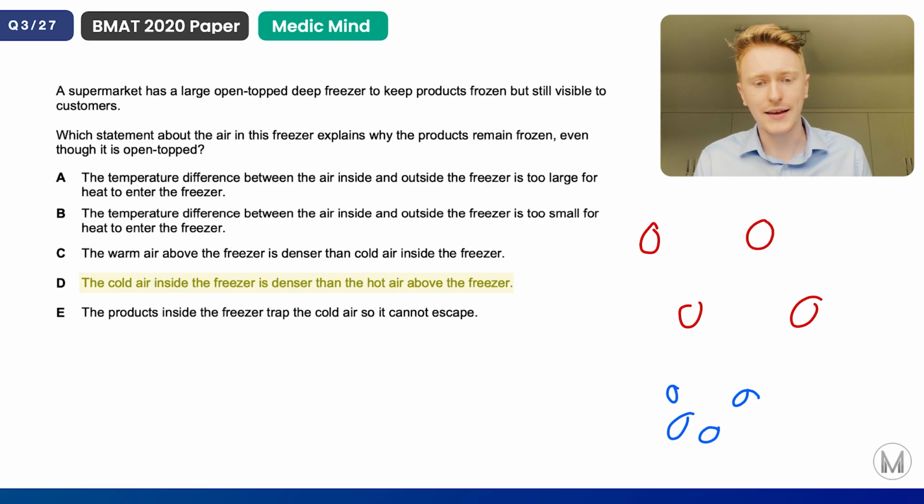So our correct answer here is: the cold air in the freezer is denser than the hot air above the freezer, and that means that the contents lying below the hot air will not be warmed up. Instead, the cold air will stay dense, it will stay around those frozen products, and the warm air will simply rise to the top and escape the freezer. So the correct answer here was D.